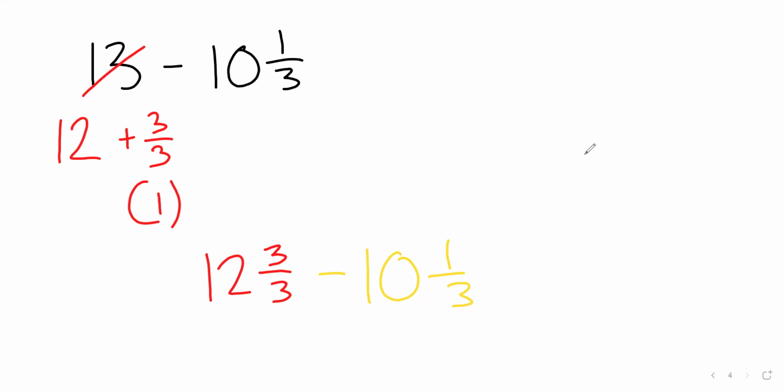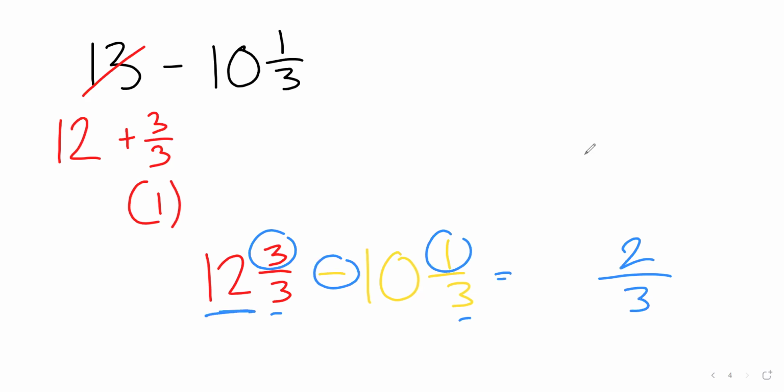Are they compatible? Yes, they are. So I'm going to keep my denominator and just do some math. 3 minus 1, that's going to get me 2. And then I'm going to do my whole numbers. So I'm going to go 12 minus my 10, and that's going to get me 2. And then there we have it. When I take 13 minus 10 and 1/3, I actually get 2 and 2/3 left.